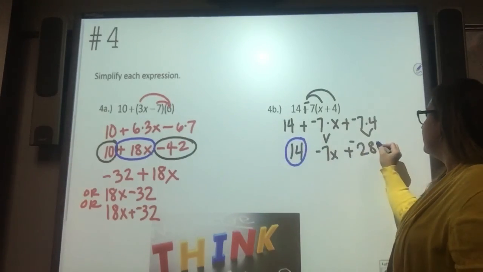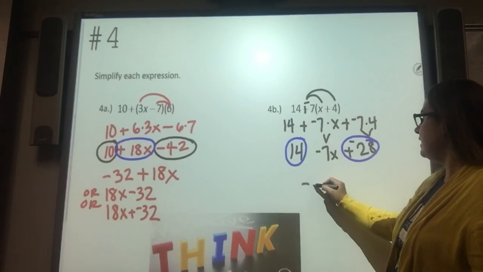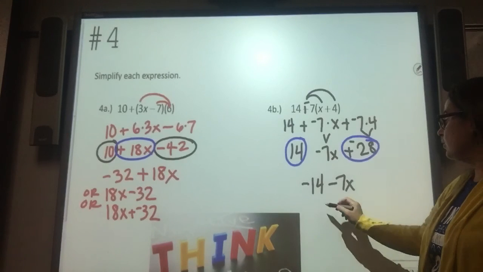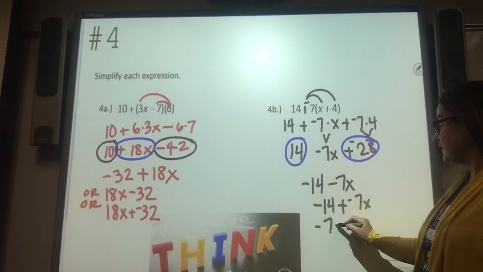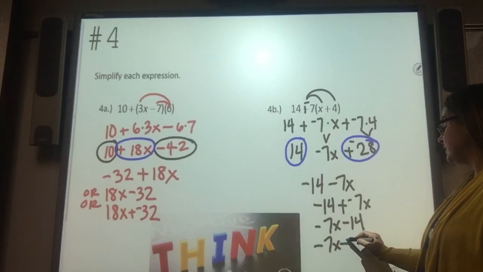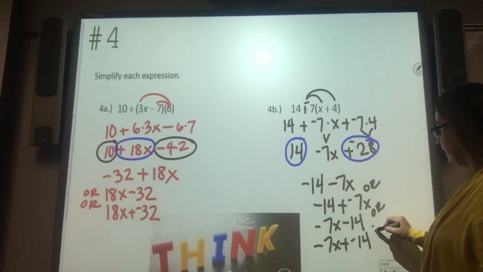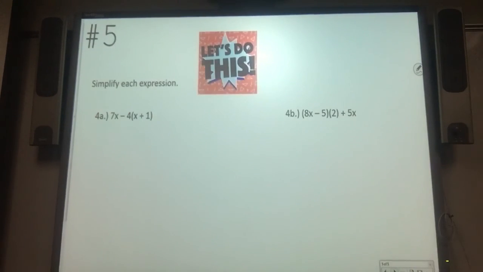We're going to combine like terms. 14 plus negative 28 is negative 14 minus 7x. You can write it as negative 14 plus negative 7x, or negative 7x minus 14, or negative 7x plus negative 14. Look at all these different ways you can write your answer, right? Make sure you have all of this written down. Pause your video if you need to. Get this all written down, and we're going to jump into the very last one, okay?